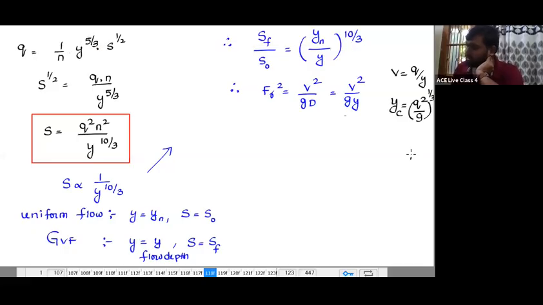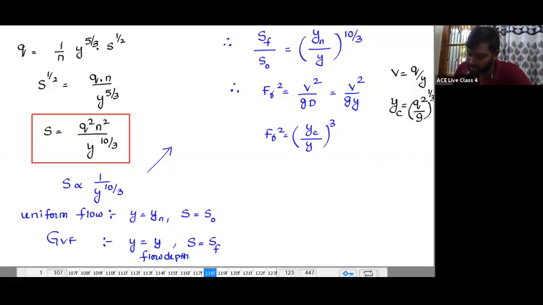So now from here itself directly I can write Fr square is nothing but V square, meaning Q square by y square, and Q square by g means yc cube, right? Yc cube by y cube, yc by y whole cube. I don't want to go for further steps because I hope you understood here. So V can be written as Q by y, V square by y square into y cube, and Q square by g is nothing but yc cube.